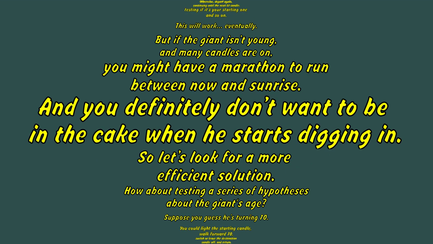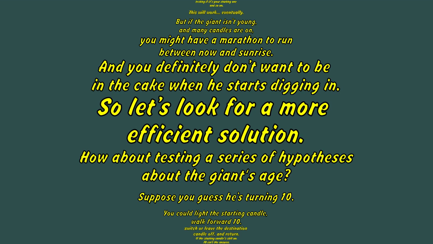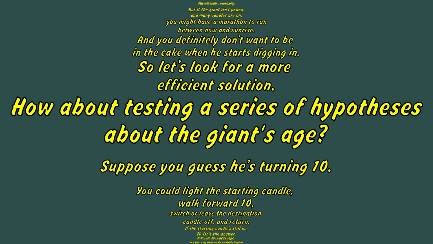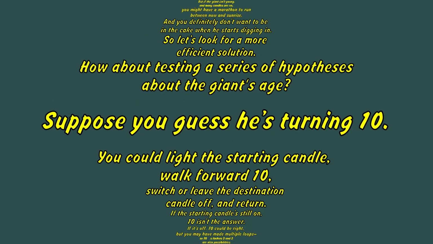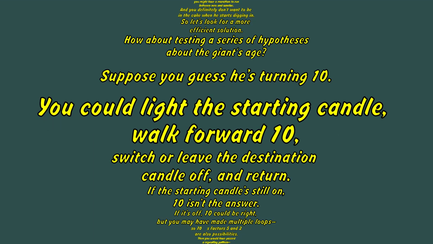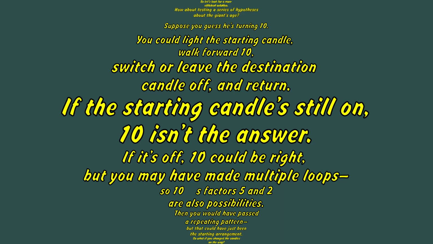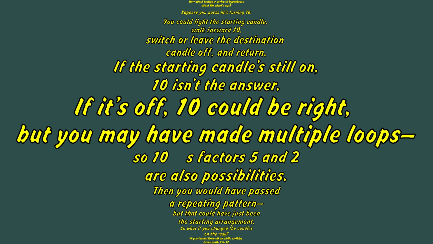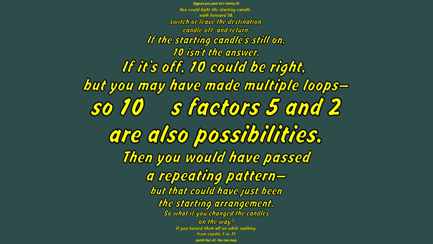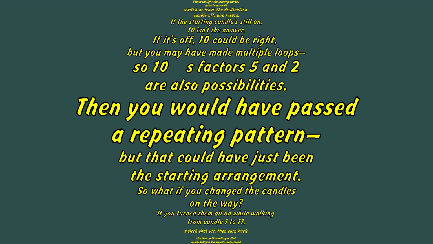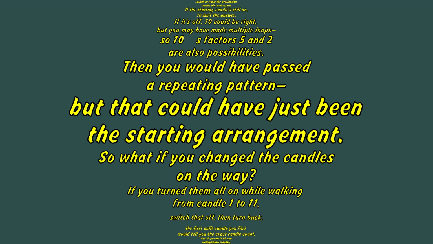And you definitely don't want to be in the cake when he starts digging in, so let's look for a more efficient solution. How about testing a series of hypotheses about the giant's age? Suppose you guess he's turning 10. You could light the starting candle, walk forward 10, switch or leave the destination candle off, and return. If the starting candle's still on, 10 isn't the answer. If it's off, 10 could be right, but you may have made multiple loops, so 10's factors 5 and 2 are also possibilities. Then you would have passed a repeating pattern, but that could have just been the starting arrangement.